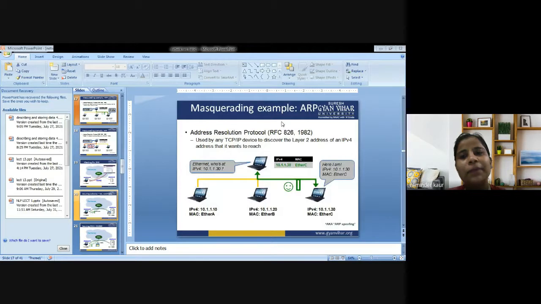Address Resolution Protocol, RFC 826, from 1982. It is used by any TCP/IP service to discover the layer 2 address of an IP version 4 address that it wants to reach. So it is the hacking process. IPv4, MAC, Ethernet A, message authentication code, in which we are using the authentication scheme here. Ethernet A, Ethernet B, and Ethernet C. Who is at this IPv4 address? This is the address that is given here. This is the process that happens with the help of spoofing.